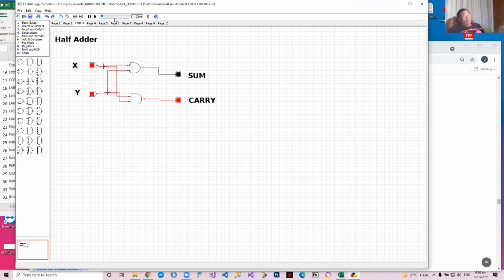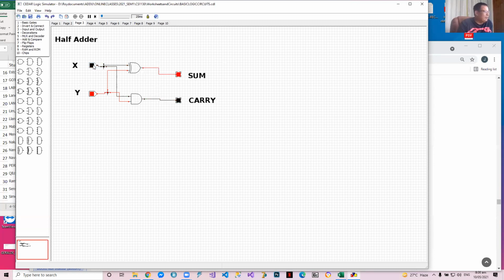So the second is a half adder. Okay, this is a very useful system because we use this in the CPU. A half adder adds 2 bits. So the addition is done using an XOR, diba? And the carry is done using an AND gate.